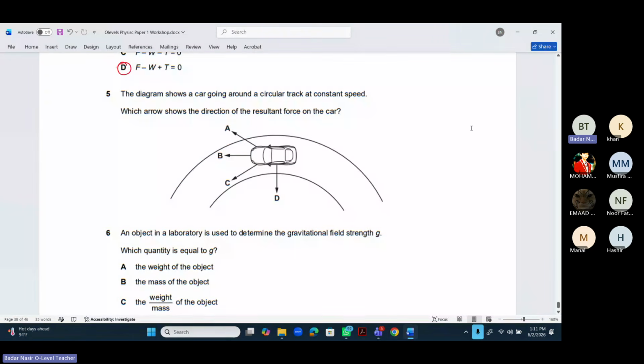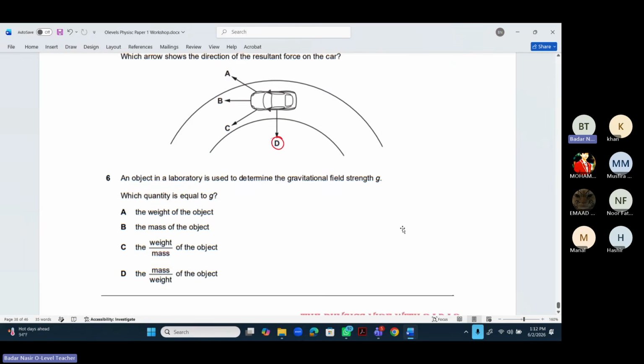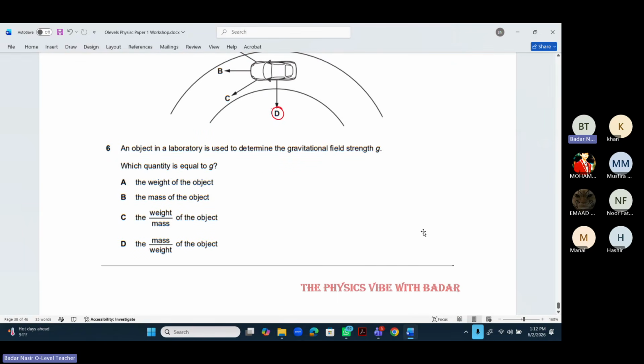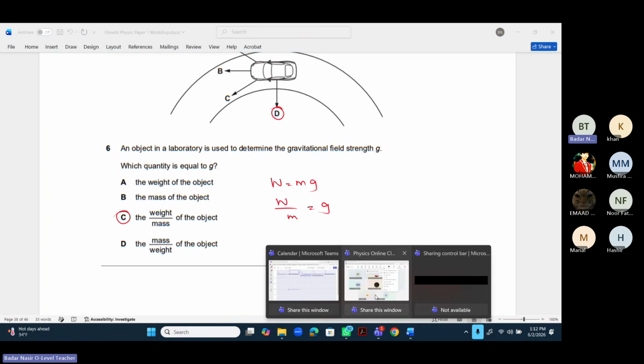The diagram shows a car going around a circular track at constant speed, where the resultant force is always acting towards the center. An object in a lab is used to determine gravitational field strength. Which quantity is equal to the value of g? The weight formula is mg, so W over m is equal to g, so weight over mass. So for question number 6, the correct answer is C.